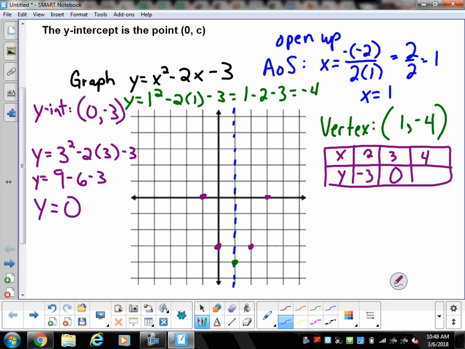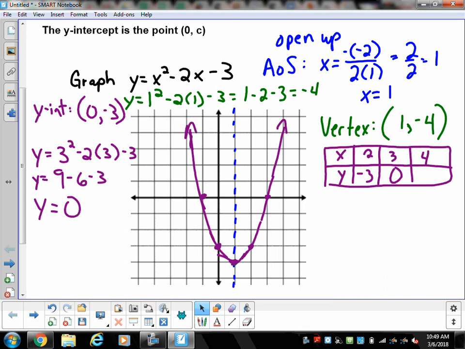Okay. I can probably go to 4 and get a little bit better, but that should give me a pretty good feel for it right there. So we'll stop there and sketch the graph. That's the process of graphing. You get a lot of information from the equation itself: which direction it opens, what the axis of symmetry is, what the vertex is, and what the y-intercept is, just from looking at the equation.